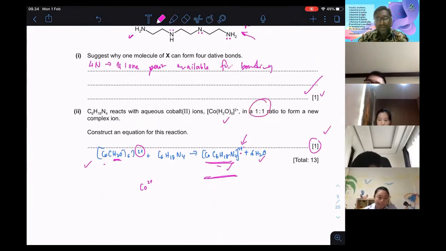In future, don't be surprised if you get a ratio of 1 to 2, or something for different ligands. So this is something that we need to also expect. Please take note. These are some of the ways that they can ask questions.